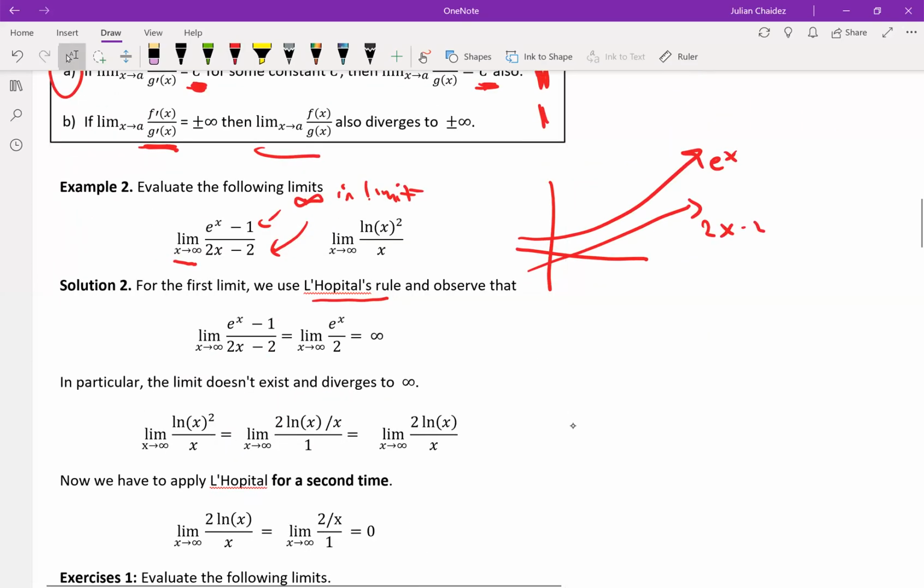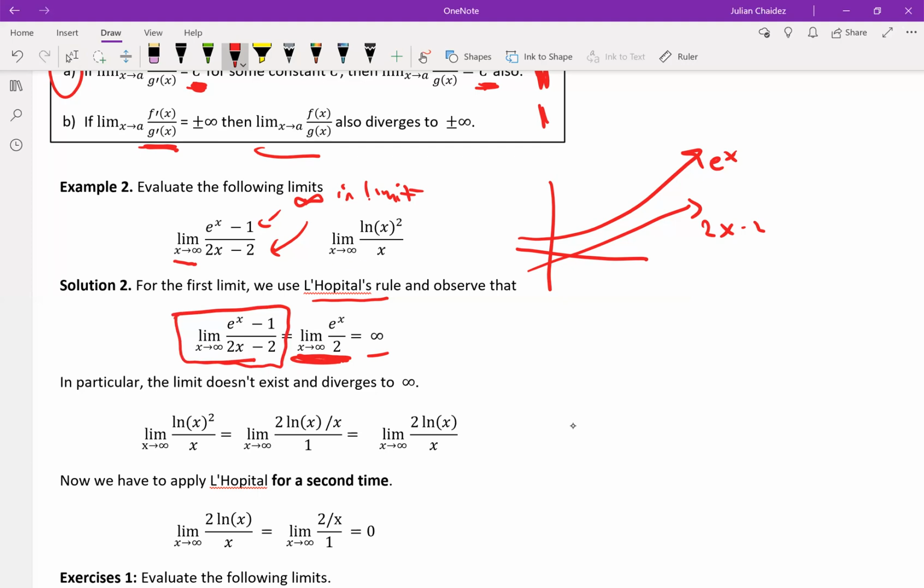So when I look at what happens in that limit, I take (e^x − 1)/(2x − 2), and I look at the limit as x goes to infinity of e^x/2. And this is what L'Hopital tells me, that this limit on the left is equal to this middle limit. And then that limit I can clearly see as infinity. That definitely diverges. So in particular, this limit on the far left doesn't exist. It diverges, and it actually diverges to positive infinity. So that's what I can take away from L'Hopital.